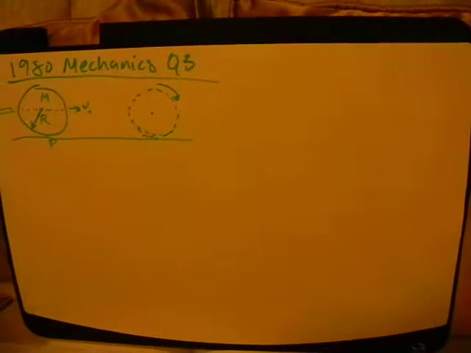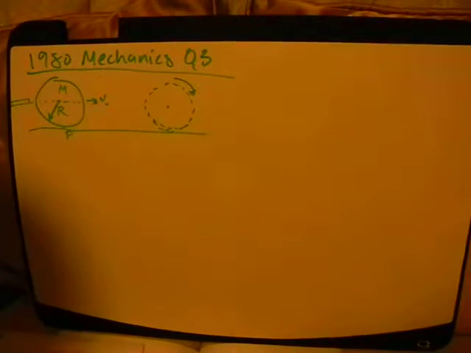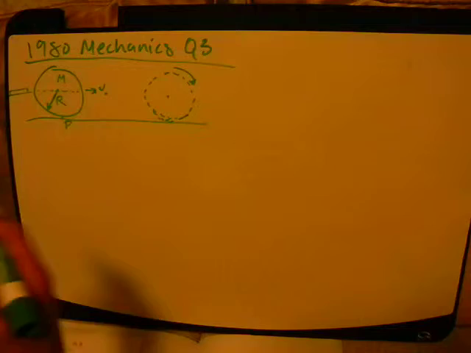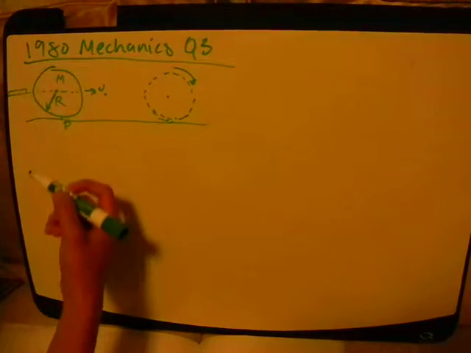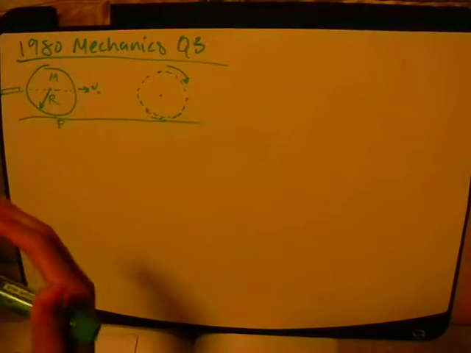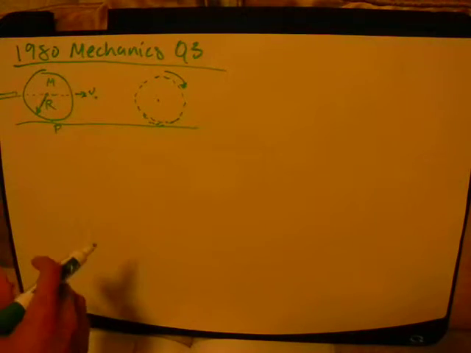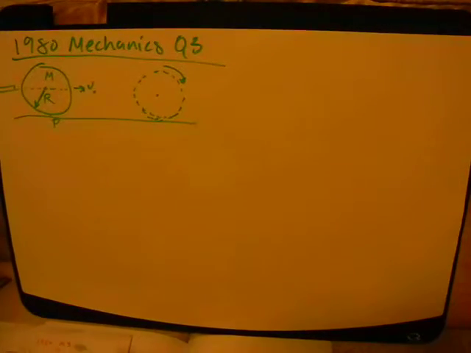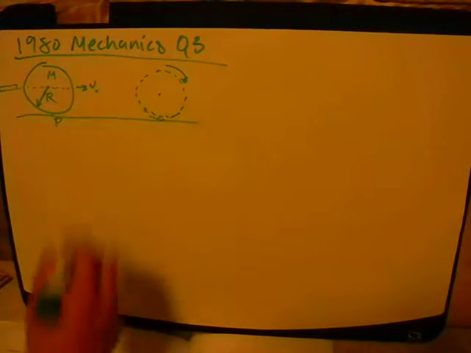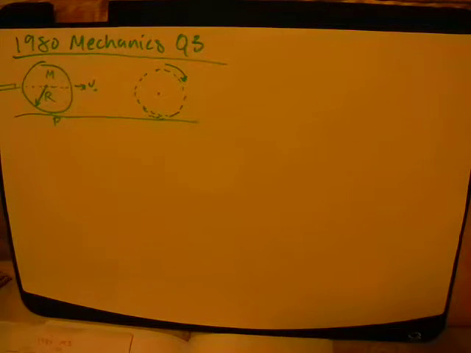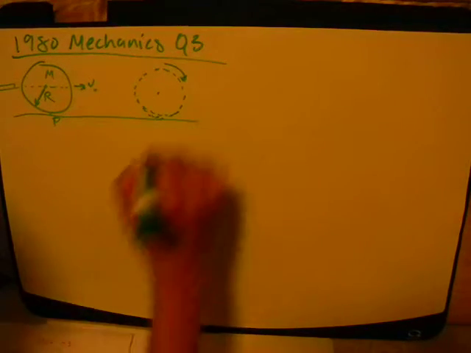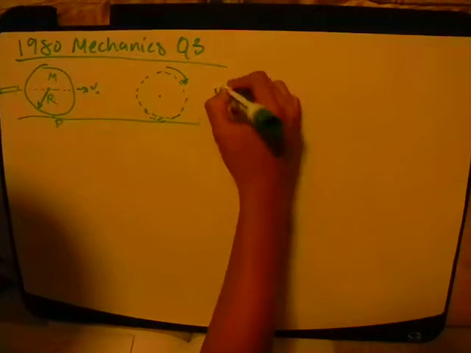Okay, so this is 1980 mechanics question 3. The diagram shows a billiard ball of mass m, radius r. It's being pushed. It's initially pure translational, then it's rolling with slipping, and then it's rolling without slipping, as seen by the diagram. Okay, so we have velocity v naught.